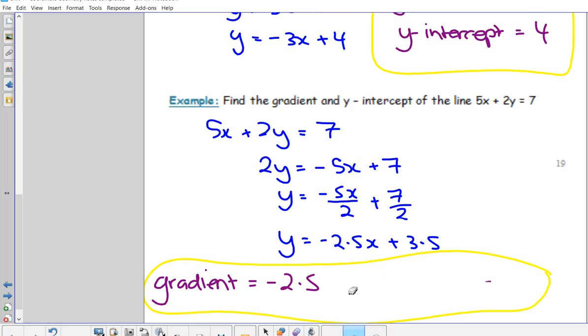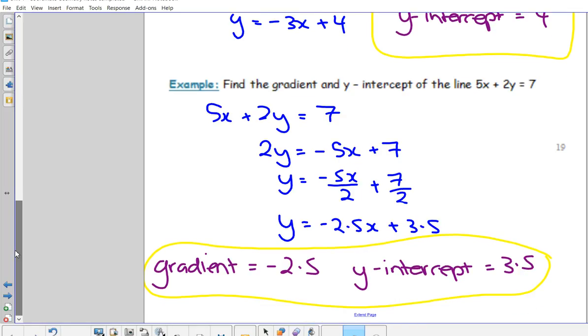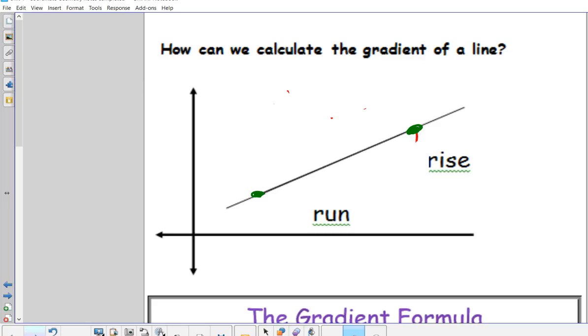What is the y-intercept? It's 3.5. So the y-intercept equals 3.5, same thing as 7 over 2. Right, so pretty tricky transposition there, but you'll get good at it with time, if you're not already.